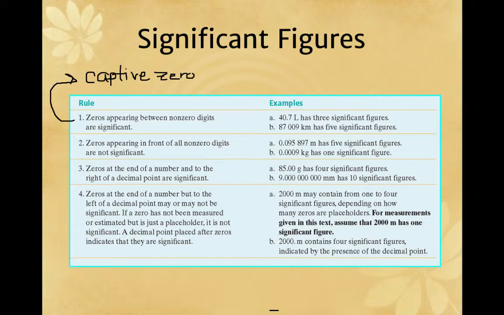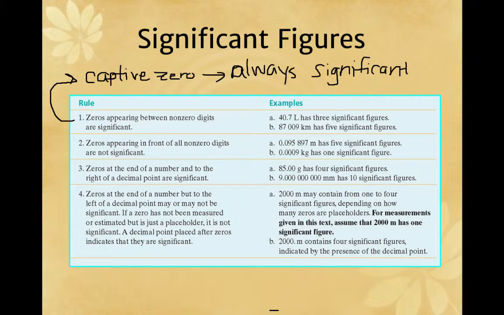It's a captive zero. Captive zeros are always significant. So sometimes, in a problem, it'll give you numbers instead of us actually doing the lab. So we need to be able to count these significant figures to know what our final answer for the calculation should be.